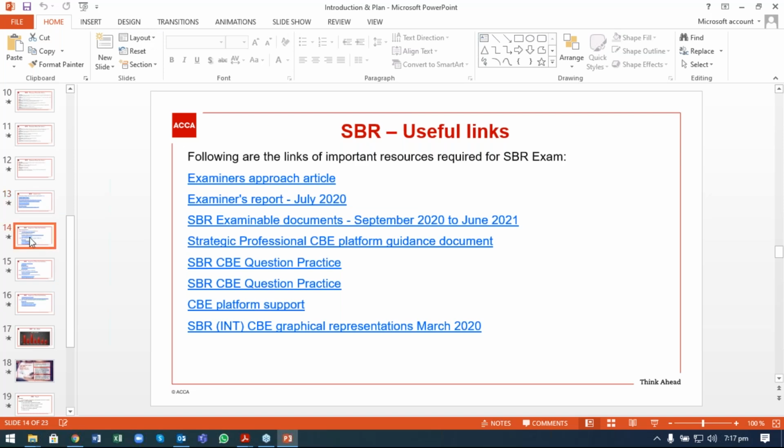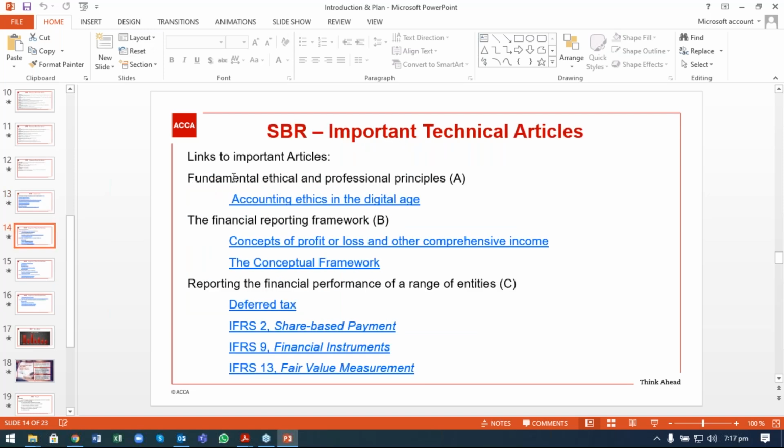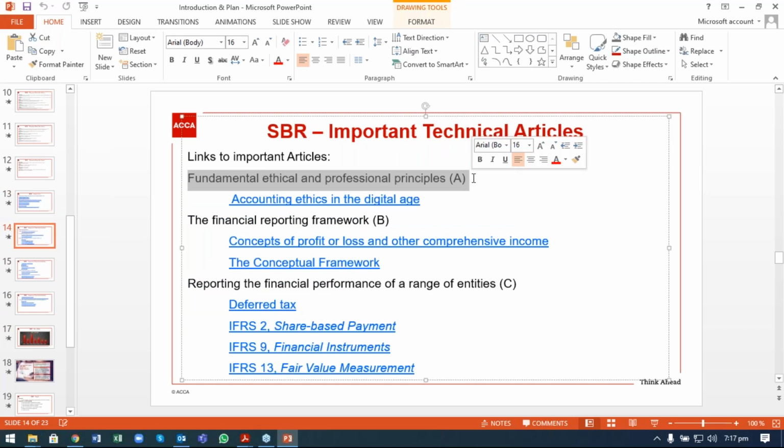This is the examiner approach, and these are the important technical articles. Fundamental ethical and professional principles. With respect to this subject area, there is one, accounting ethics in the digital age.